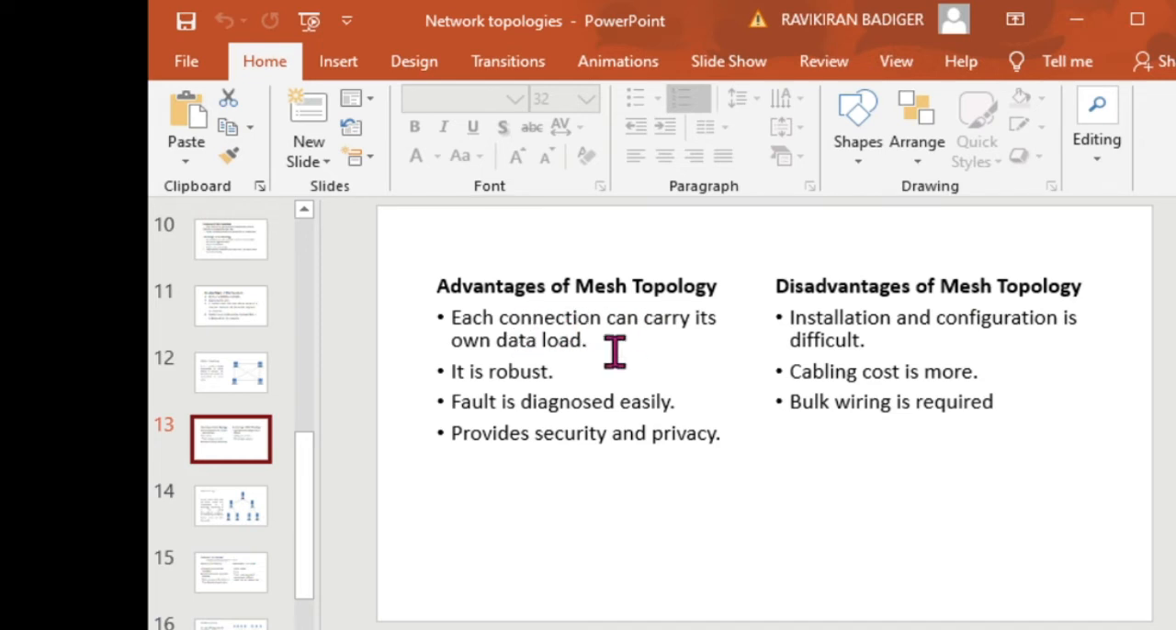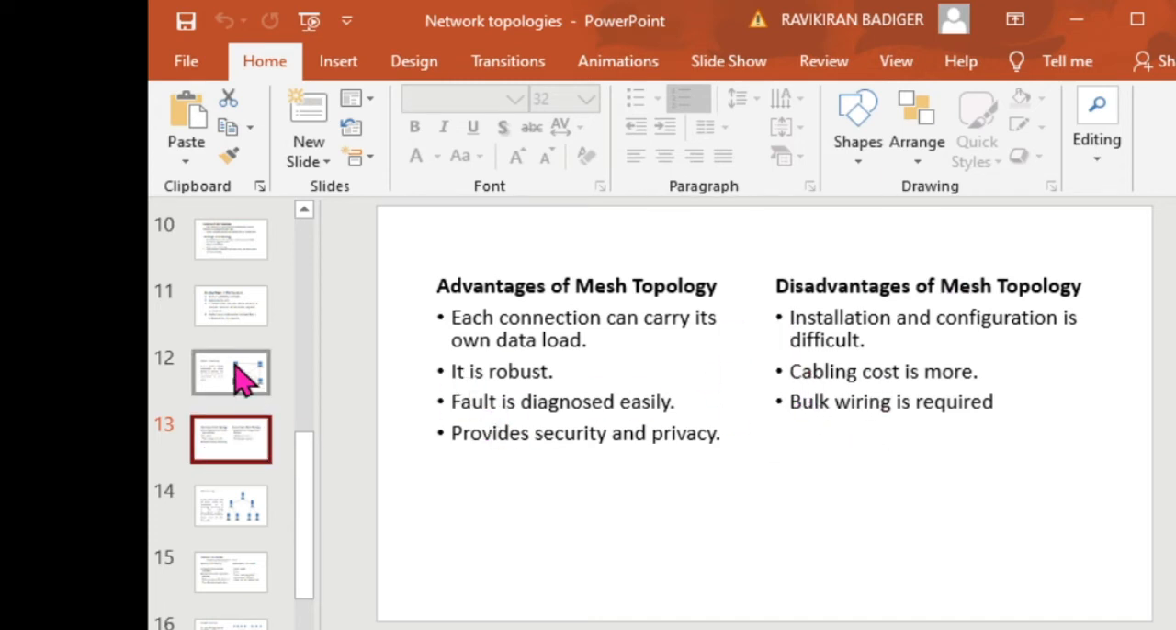Advantages of mesh topology: each connection can carry its own data load. It is robust in nature. Faults are diagnosed very easily. It provides security and privacy.